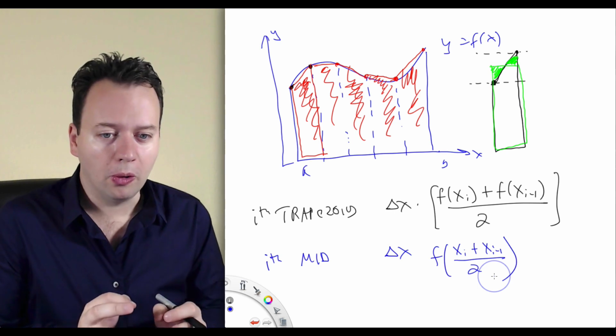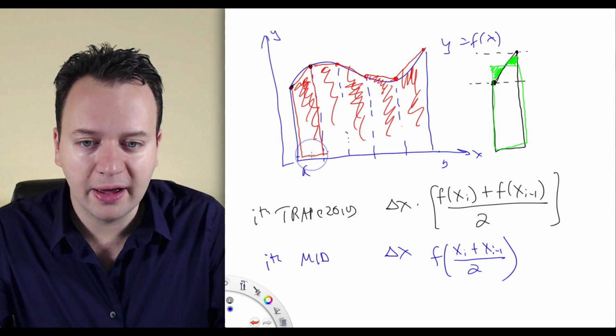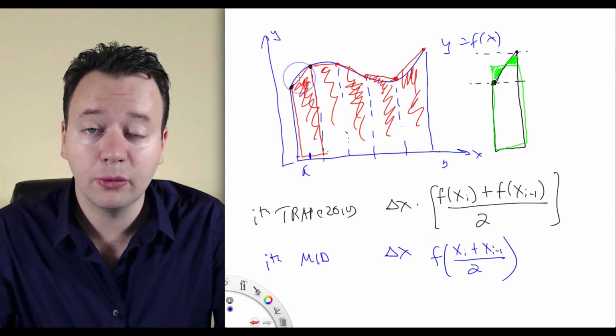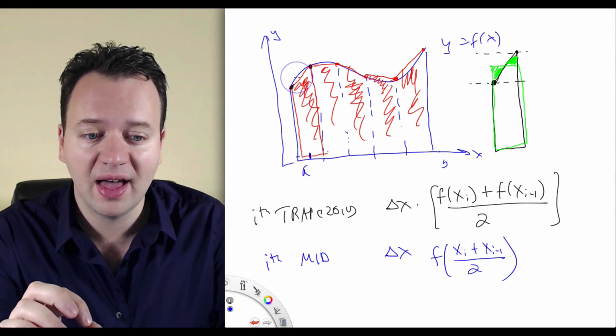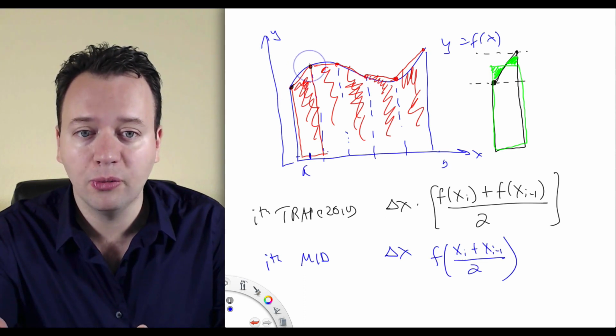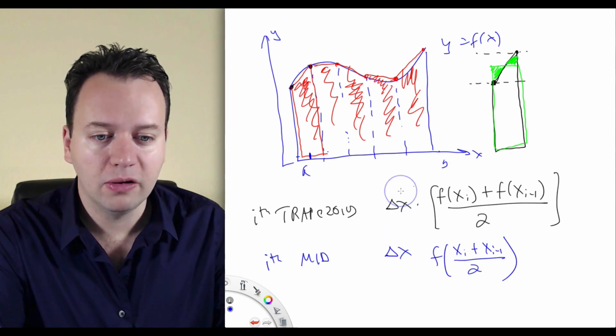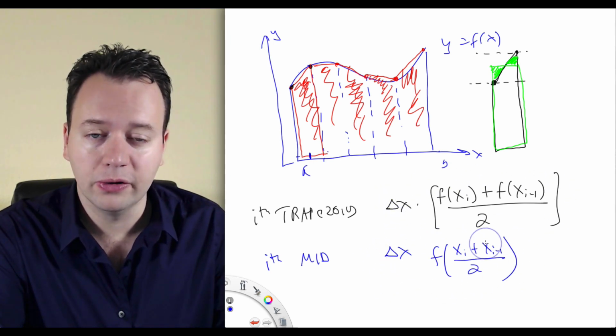In the midpoint rule, we're averaging the x values. So we're taking the average x value, going right in the middle, and evaluating the function at that average x value. For the trapezoid rule, we're taking the outputs at the left endpoint and the right endpoint and averaging them together. So the trapezoid rule, we would sum up all of these, and the midpoint rule, we sum up all of those.